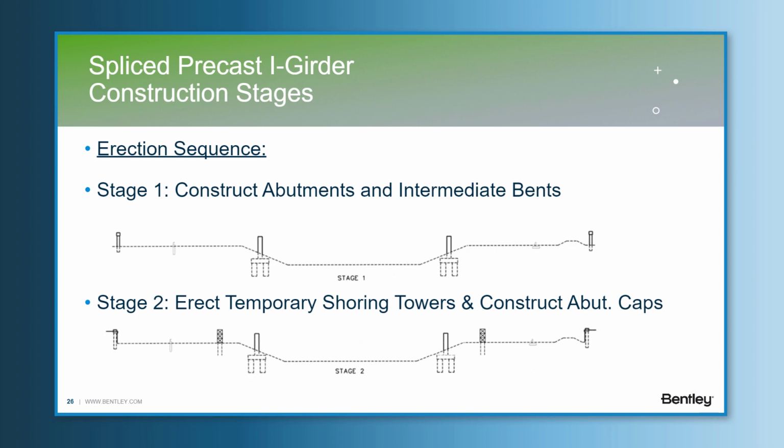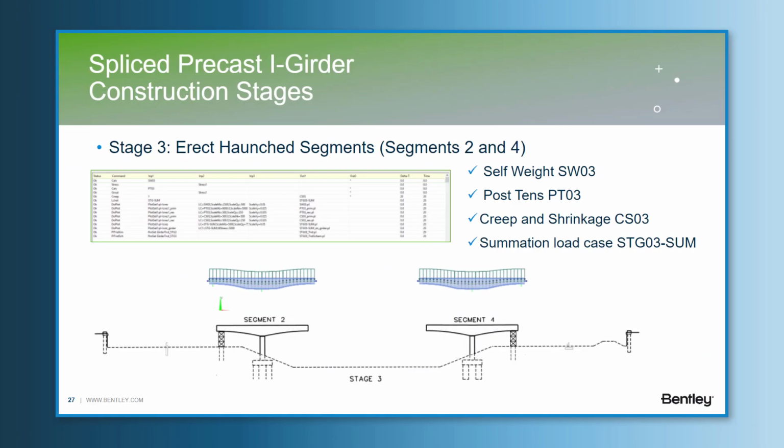Here we are studying just one precast girder, and for simplification, we are going to start the construction stages at the next stage. So erect the on-site segments 2 and 4. At this stage, the girder has a similar cantilever behavior. So it's considered the self-weight of segments 2 and 4 installed, one first post-tension tendon that will help control the tension at the top of the girder, and the creep and shrinkage effects are calculated.